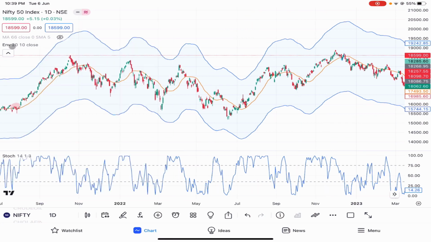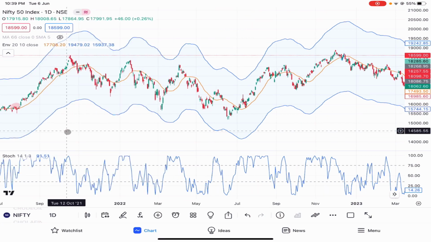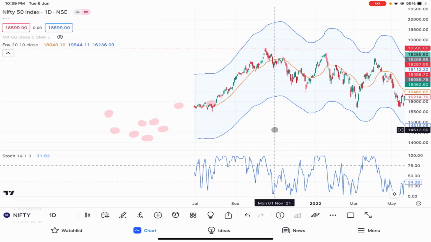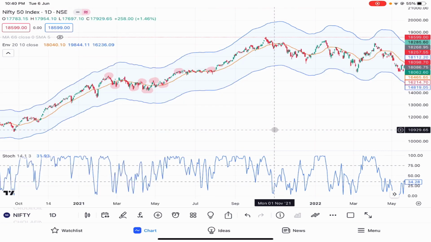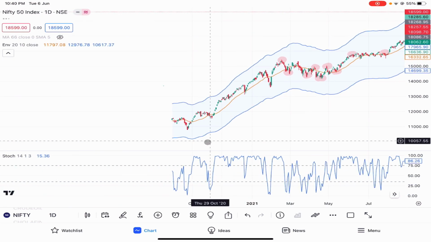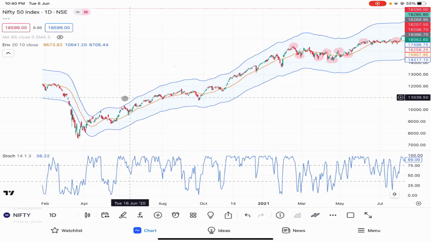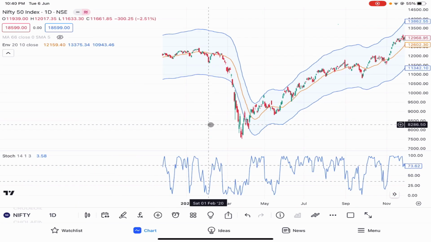So right now you can see this is 2010, right? That is how you have to go through a thorough experiment before you choose a particular percentage for your envelope. So if you look at this, this is how an envelope looks. It is drawn above and below your moving average.